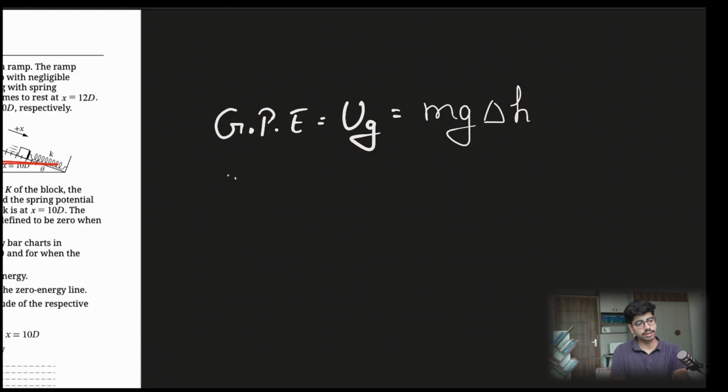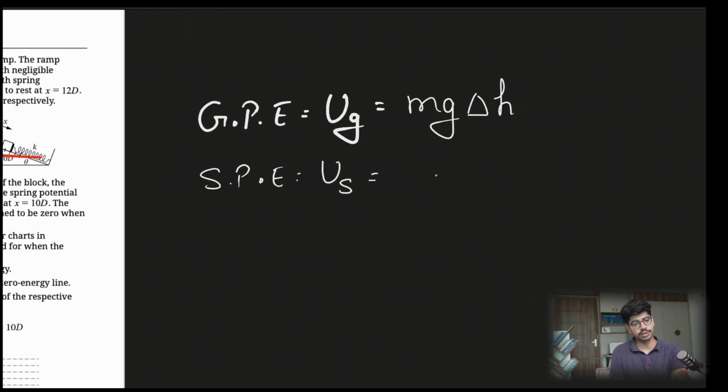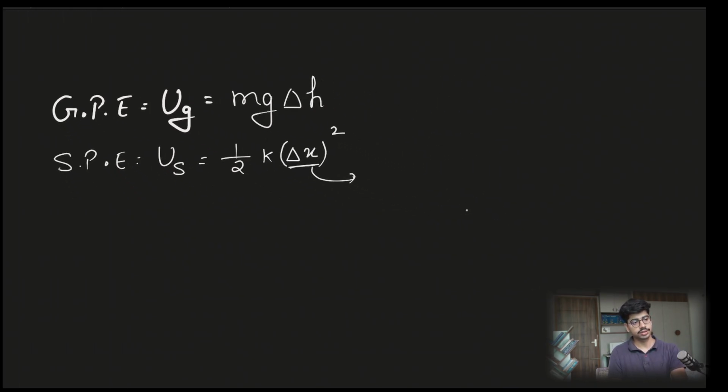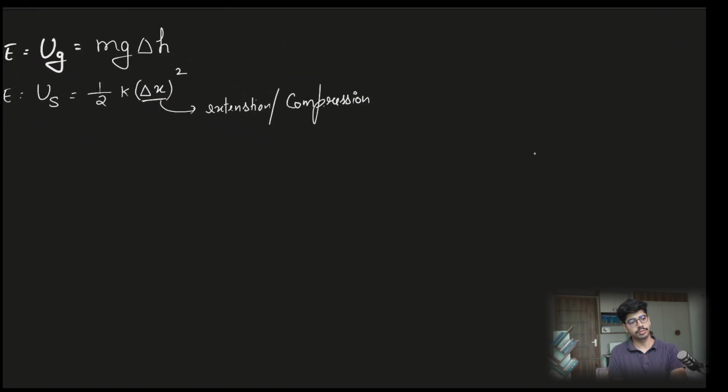Then we have the spring potential energy. They have written it as US, the spring potential energy, which is half k x squared, where k is the spring constant and x is how much the length is compressed. This is the extension of the length, or in this case, the compression, from the equilibrium position.